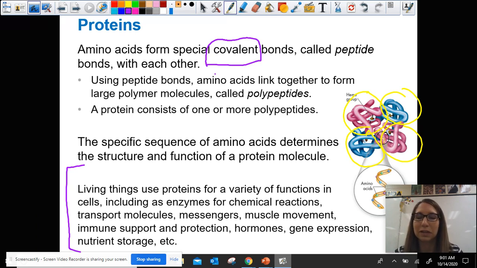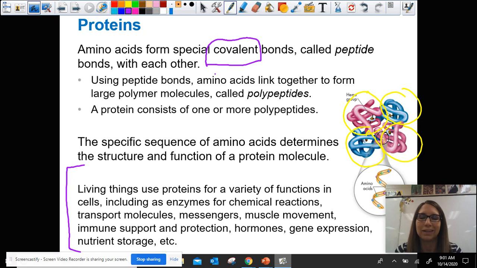They can be used to transport things into and out of a cell. They can be used as chemical messengers. Again, they can also be hormones similar to the lipid molecules we saw a couple slides ago. They can help with muscle movement. Obviously, protein, usually when I say it, people think muscle. So they certainly help with muscle. Immune support and protection, antibodies are coming from proteins, right? Hormones, gene expression, nutrient storage, and so on and so forth. So there's a lot of variety here in this group.